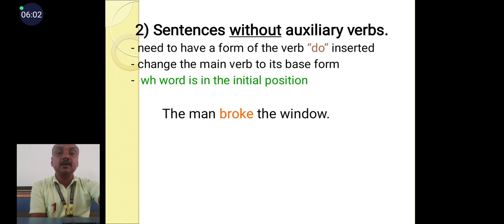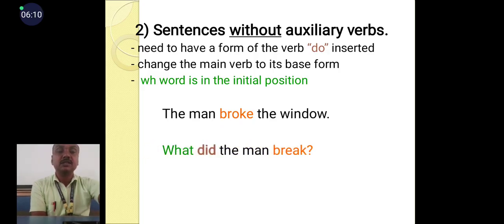Look at the example. The man broke the window. Here, the man broke is simple past tense. So how will you break it? Just break the verb as did plus break. So bring the did in front of the subject. So the question is, what did the man break?